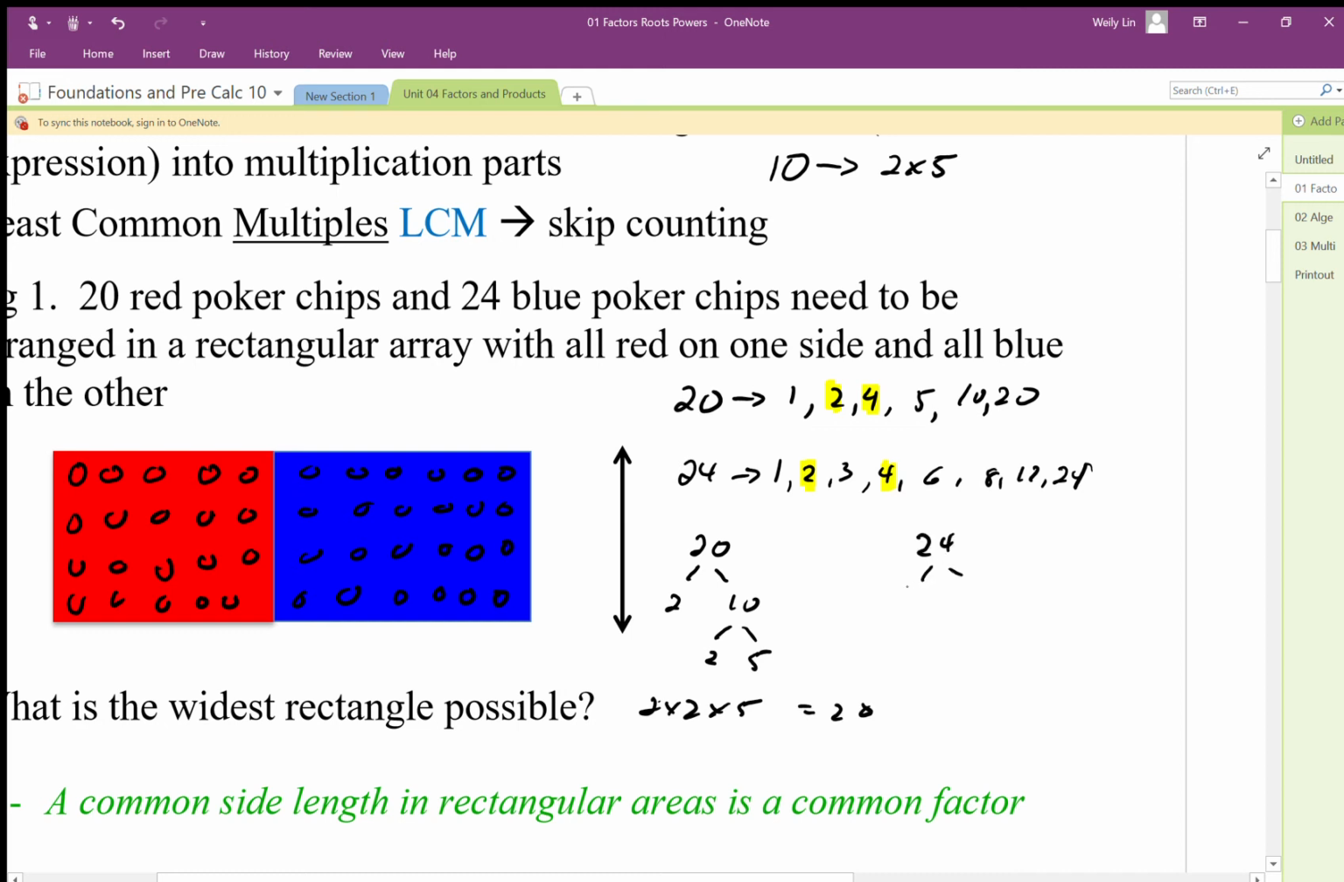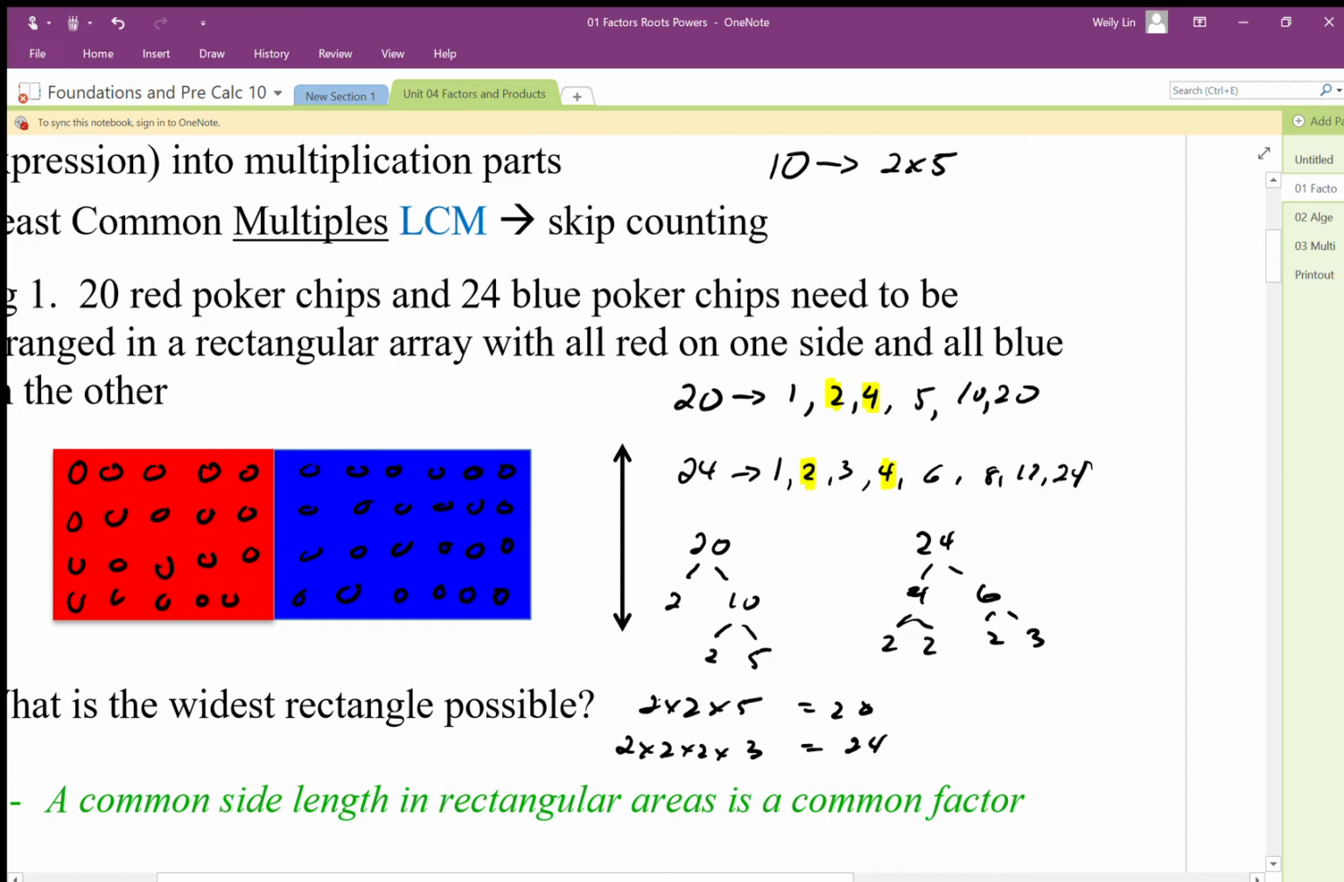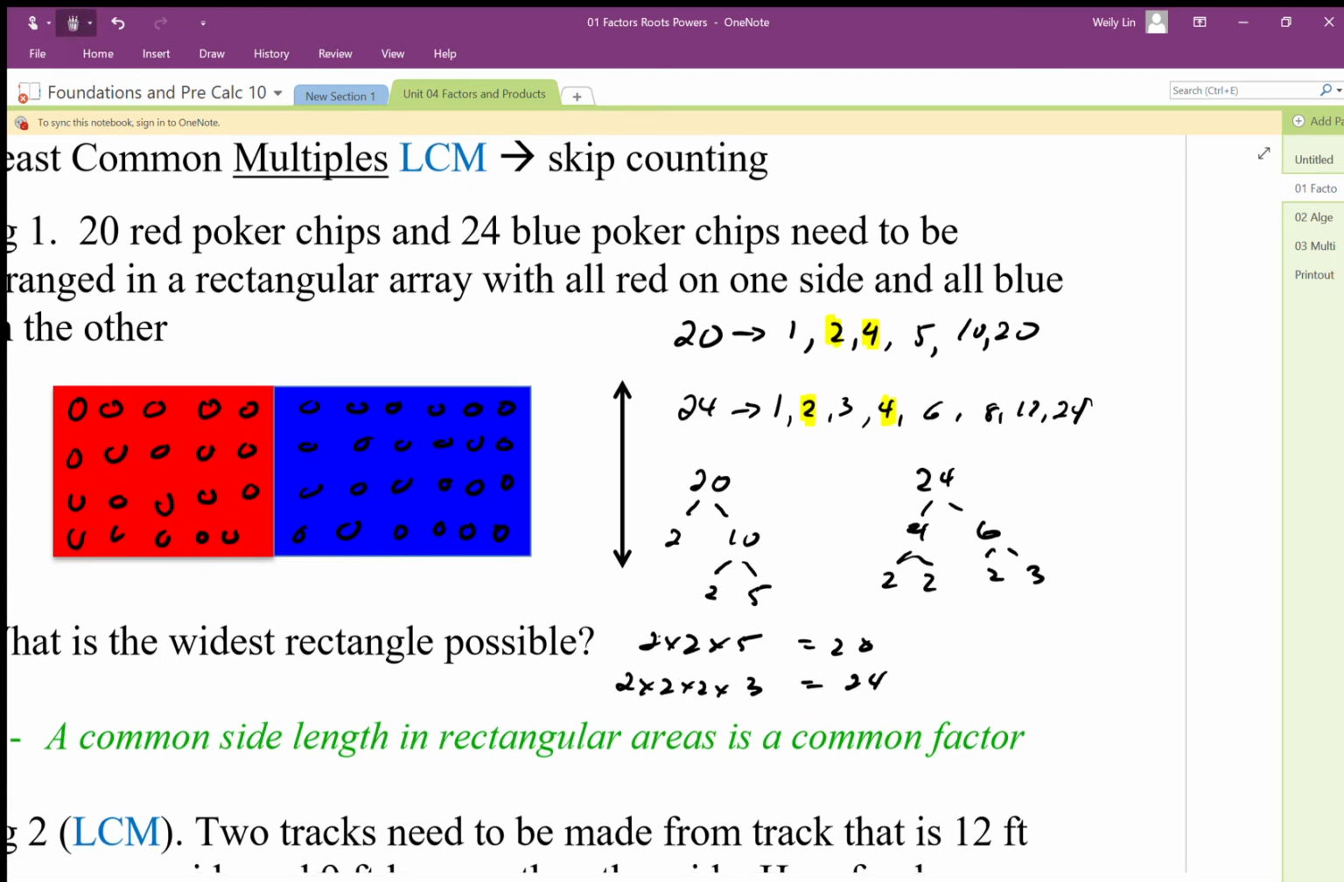24 is equal to, well, we can do 4 times 6, 2 times 3, 2 times 2. So we can show that as 2 times 2 times 2 times 3 equals 24. And the factors are in common. To find the greatest common factor, we just group all the factors that match. And the two 2's match, so when we want to make it the biggest factor, we want to group them together. We end up with the greatest common factor of 4.